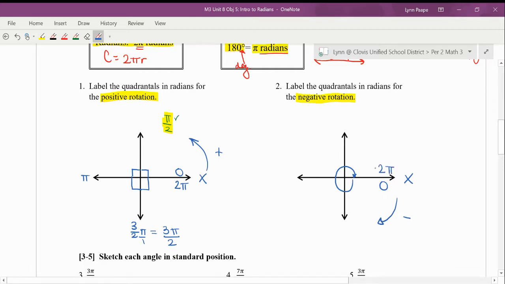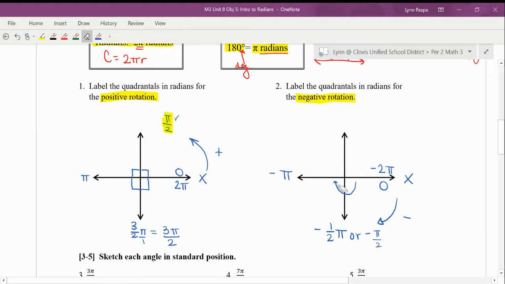So this will be 2 pi, but we went in a negative direction. So then what is half of 2? Half of 2 is 1. So then halfway around would be here. So that would be negative 1 pi or negative pi. So that is half of a rotation. And then what's half of 1? So half of 1 is 1/2. So then this would be 1/2 pi. But again, we're going in a negative rotation. Or we can write it as negative 1 pi over 2. Same thing.